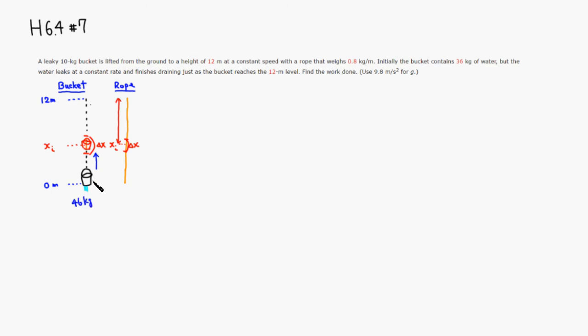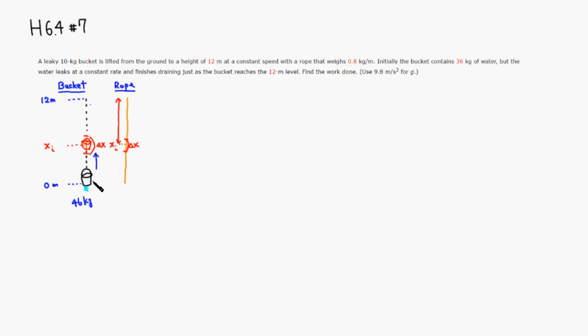Then it says that water leaks at a constant rate and it finishes draining just as the bucket reaches the 12-meter level. So as you go from 0 meters to 12 meters, it loses 36 kilograms of water. 36 divided by 12, so it loses 3 kilograms per meter.